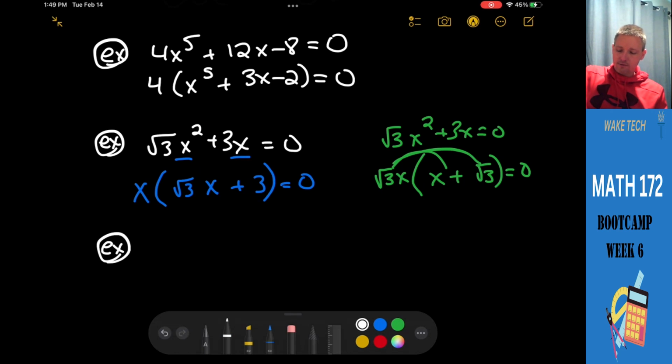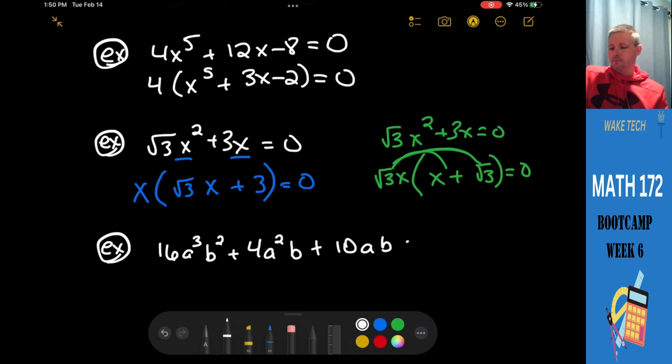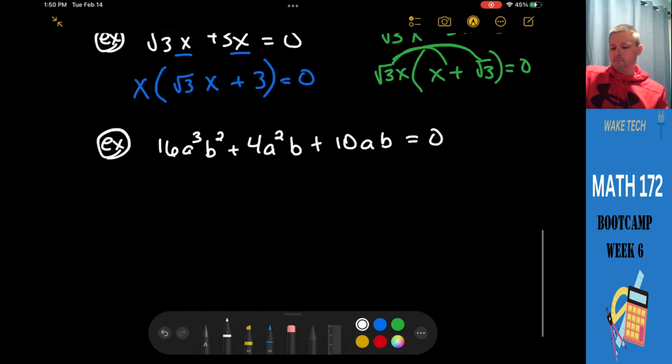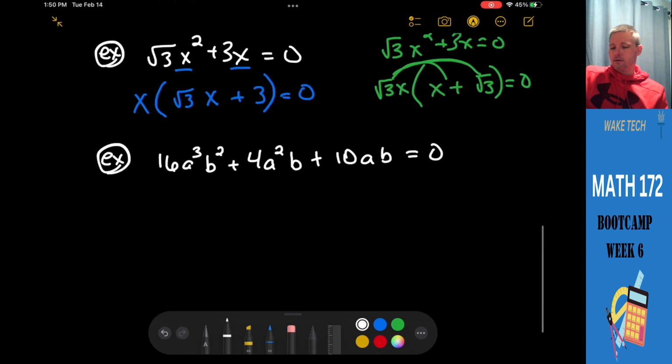Let's try one more of those. So a little more interesting here, I guess. Have a shot at factoring the greatest common factor on the left side of this equation. See what you can come up with for that.